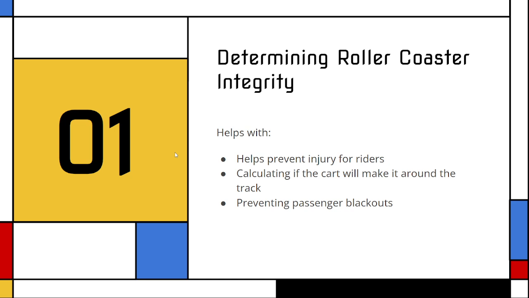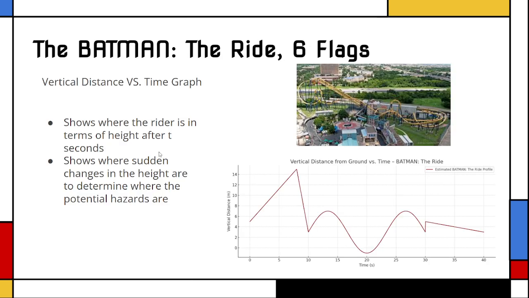Determining roller coaster integrity. The overall goal of coaster integrity of any coaster is to determine if it is safe for passengers, to prevent injury or worse, blackouts, and to calculate if the cart will actually make it around the track. Taking a look at the vertical position versus time graph of the Batman, this shows where the rider is in terms of t seconds, and more notably, where the sudden changes in height differences are.